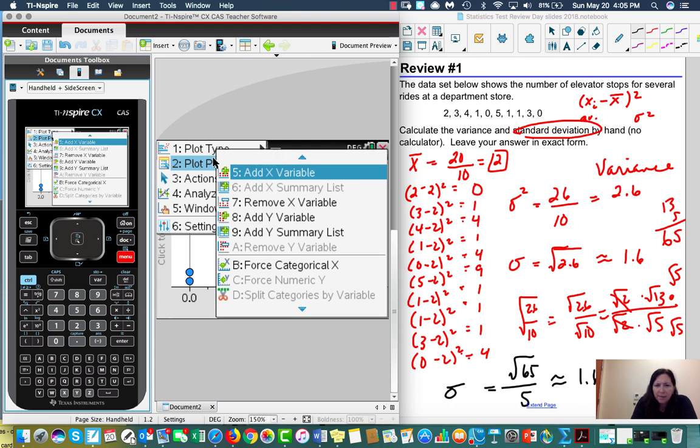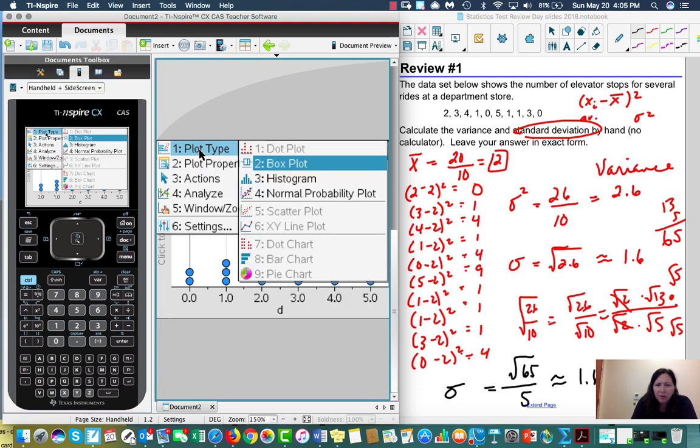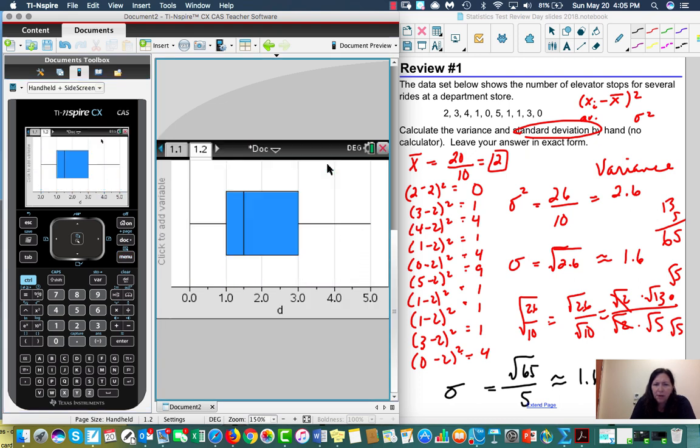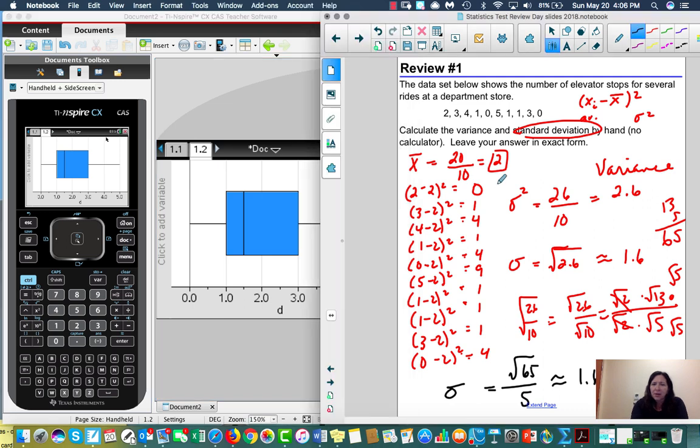I don't want that. I want a plot type. I want a box and whisker plot. So what that did was that gave me a box and whisker plot, and as you can see, that's what it looks like. So, I mean, there's a lot of things that your calculator can do for you, and I would expect that you would familiarize yourself with that prior to taking the exam.